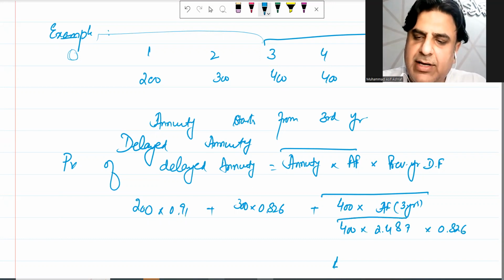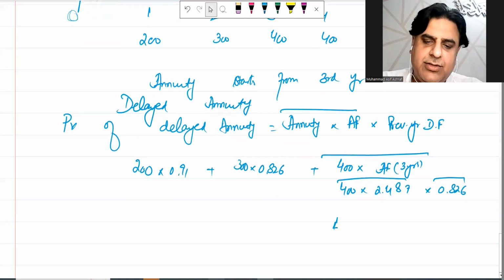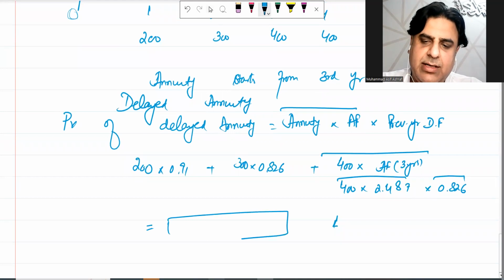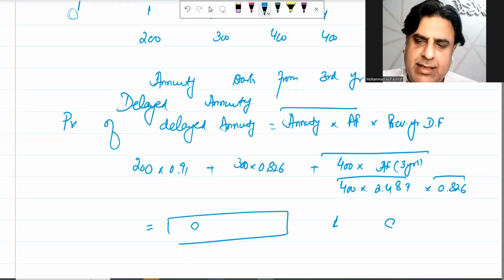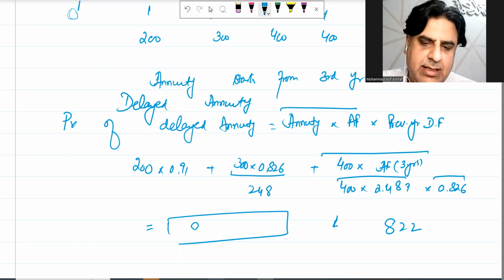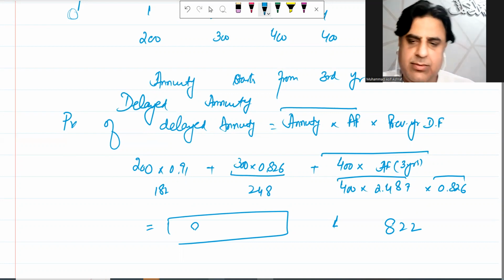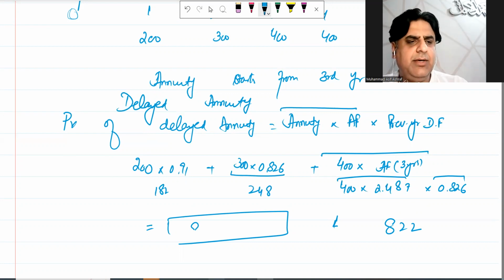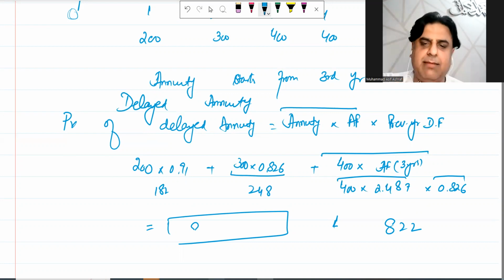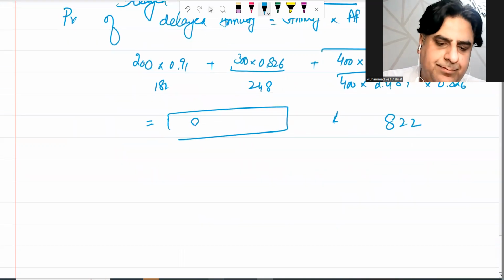This is the present value of the annuity. So the total present value is around this one is 822, this one is 248, this one is 182. Just add them and you will have the answer.